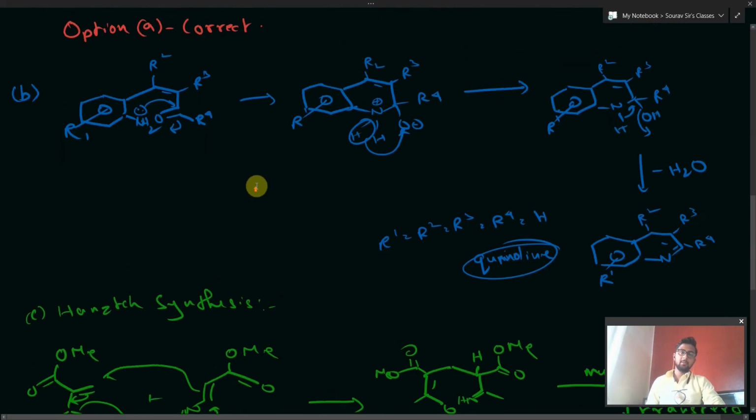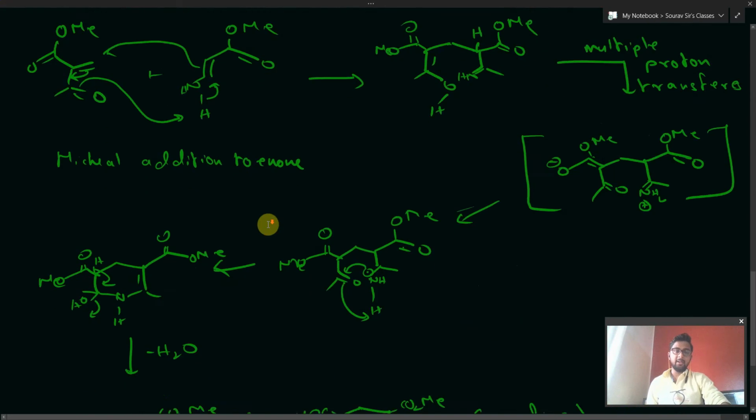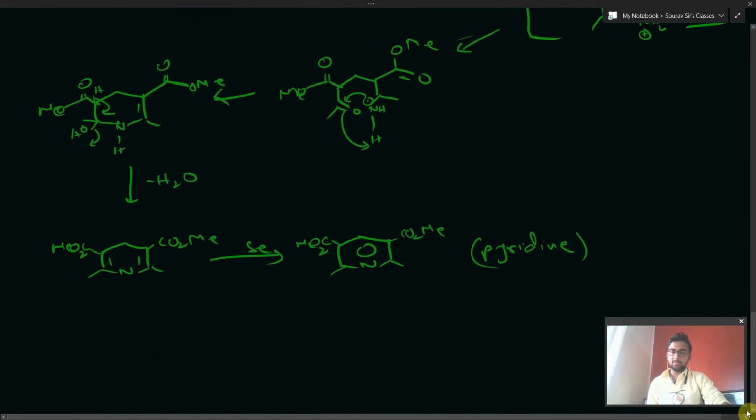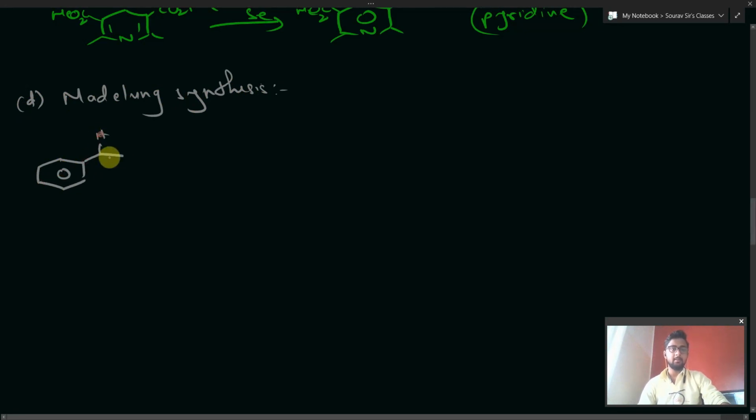Okay, so option D is Madelung synthesis. Now Madelung synthesis is also quite a big reaction, so just focus on that. Okay, sorry, D, Madelung synthesis. Okay, so we have species like this, H, and we have NH, TMS. Okay, here we have one R group attached somewhere.